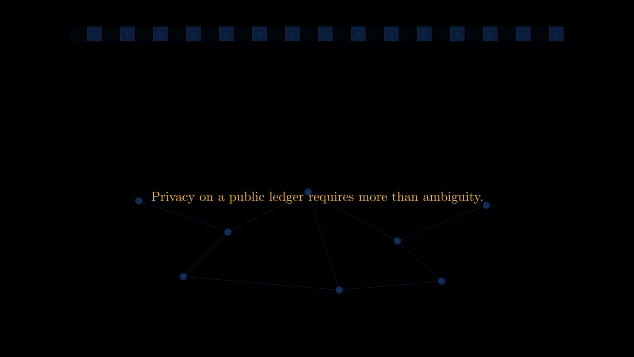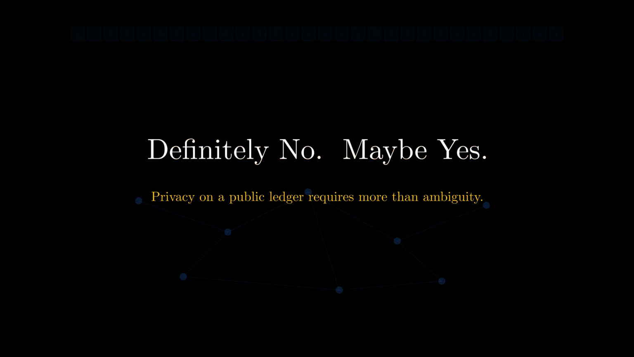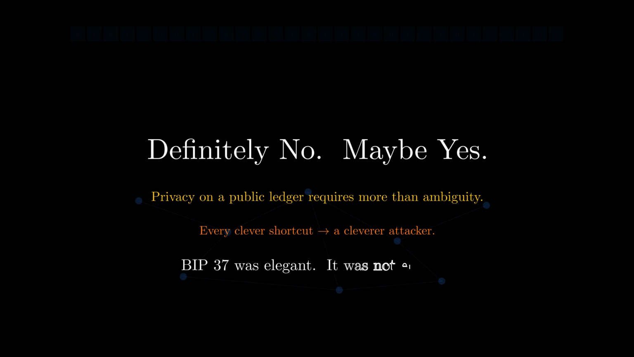The Bloom filter era is a case study in a deeper lesson. Privacy on a public ledger is extraordinarily hard. Probabilistic obfuscation crumbles against adversaries holding the entire chain. Definitely no, maybe yes. The mantra still defines what Bloom filters are good for. But in cryptocurrency, where every transaction is forever visible, every clever shortcut eventually meets a cleverer attacker. BIP37 was elegant. It was not enough.